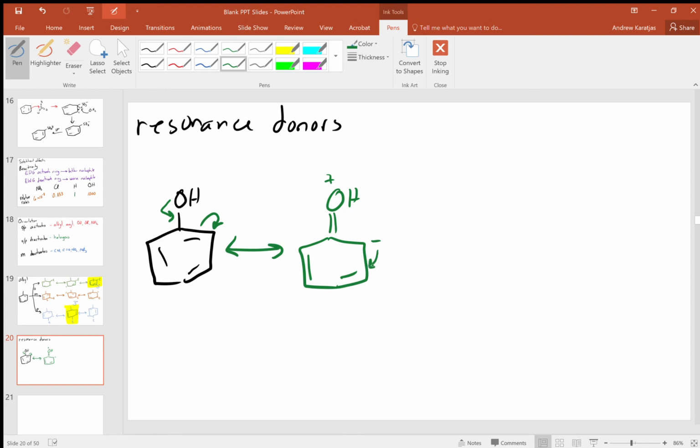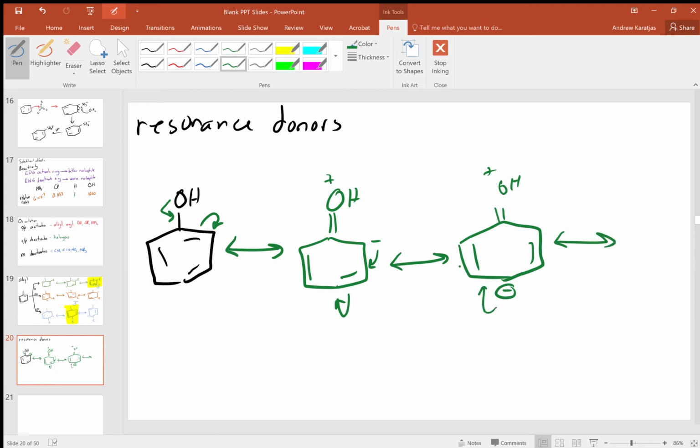And we can continue to push those electrons around the ring. And we should start to notice a pattern here. What is that pattern? Well, we have a negative charge because of the lone pair on oxygen. That negative charge is sometimes, through resonance, at the ortho position and sometimes at the para position.